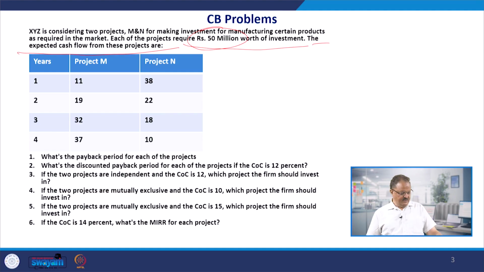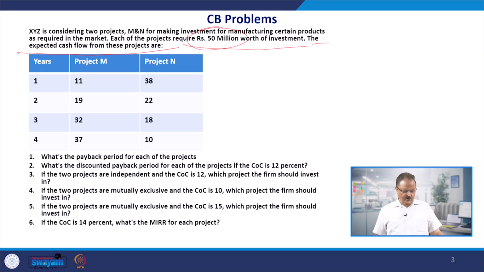Each of the projects requires 50 millions worth of investment. The expected cash flows from these projects are given to us. The outflow is already given to us, that is the 50 millions. And for project M, we are given the information for 4 years: 11 million for the first year, 19 million for the second year, 32 million for the third year and 37 million for the fourth year. So in this case, we will have to calculate the required criteria.